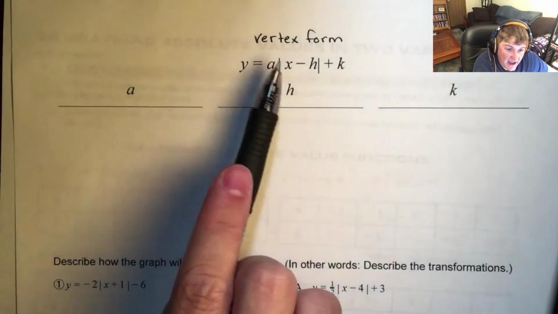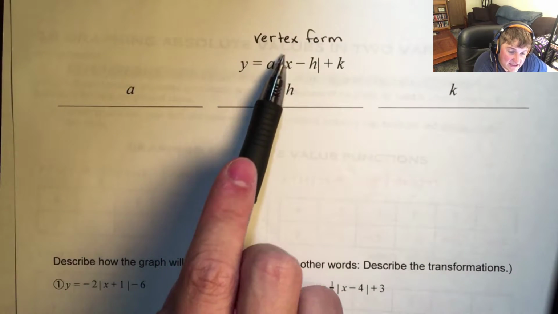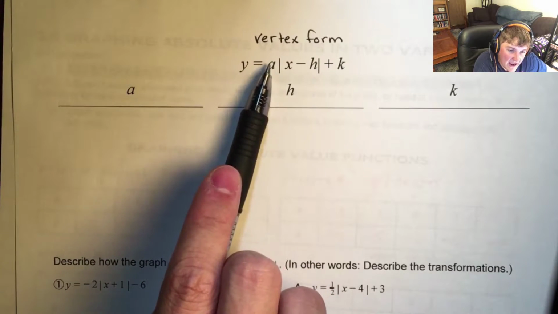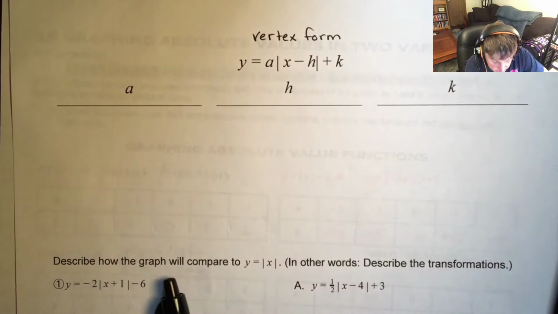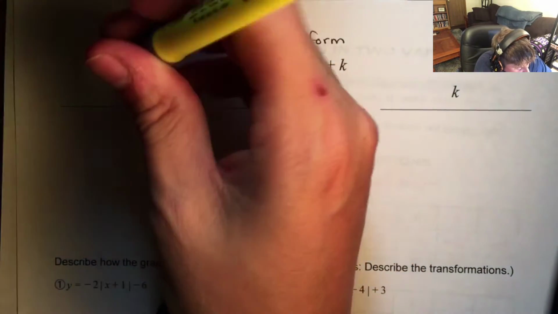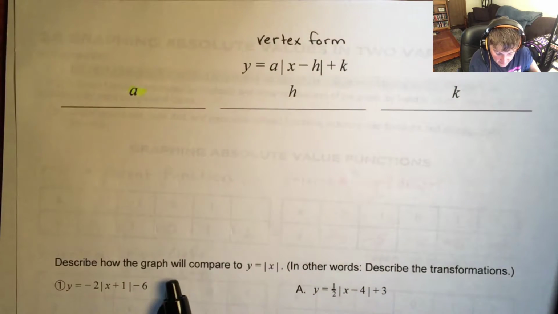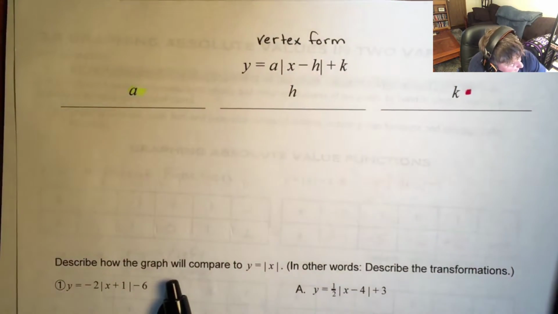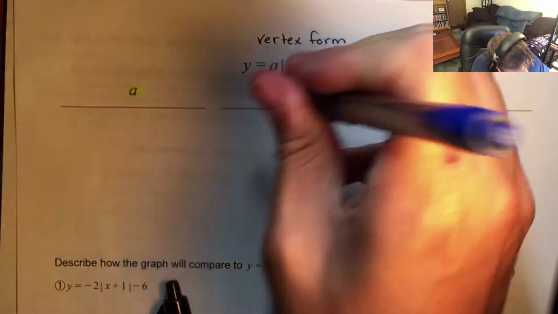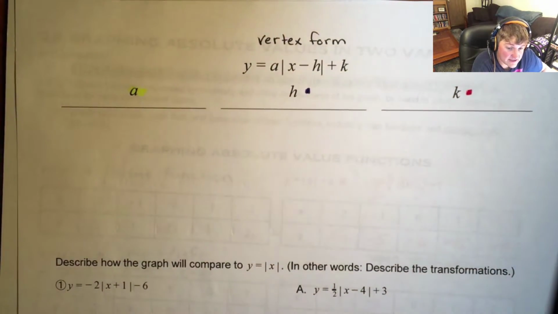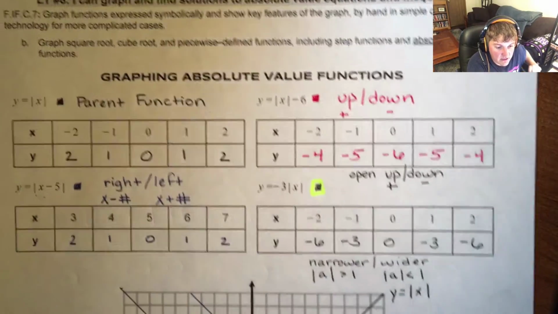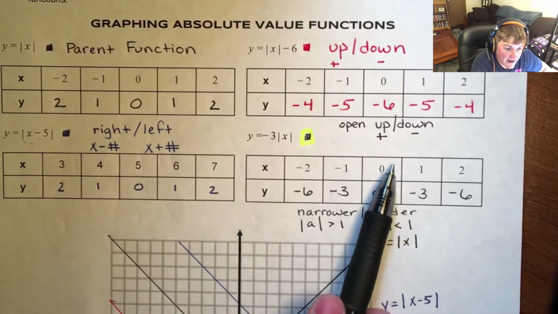It's going to be y is equal to a times the absolute value of x minus h, and then plus k. And a, h, and k all do different things. So a, if we look on our front page, was my highlighted line. k was my red, and h was my blue. They all did different things, so let's go ahead and formalize exactly. So for a, let's find the one that's in the a part here. That was when we had negative 3, right? It opened up and down.